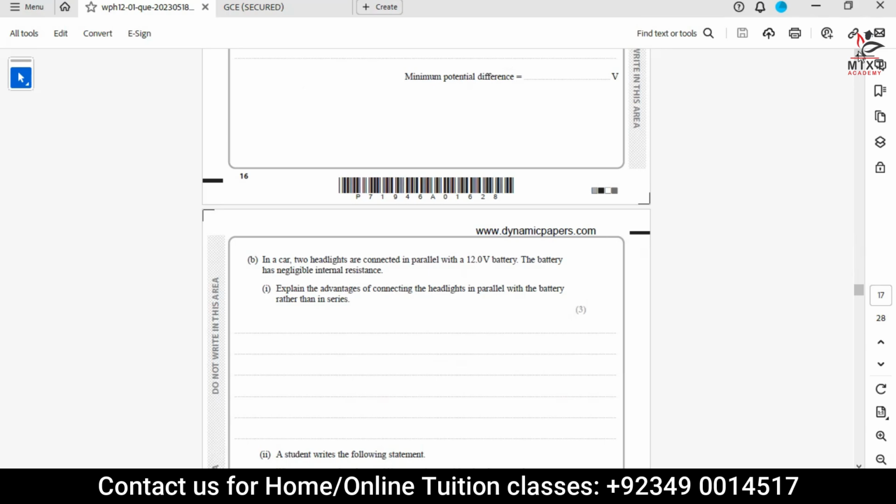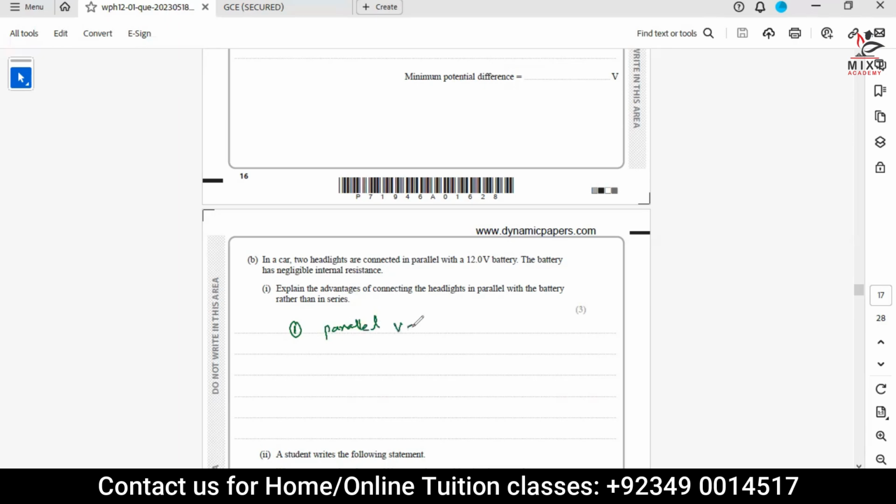Yeah, Amna. The battery is 12 volts. If it's connected in a parallel circuit, the voltage will remain the same, 12, but if it's in series, it will be divided, so it's going to be 6. The higher the voltage, the more power it dissipates, so it will produce more light, or it will be brighter.